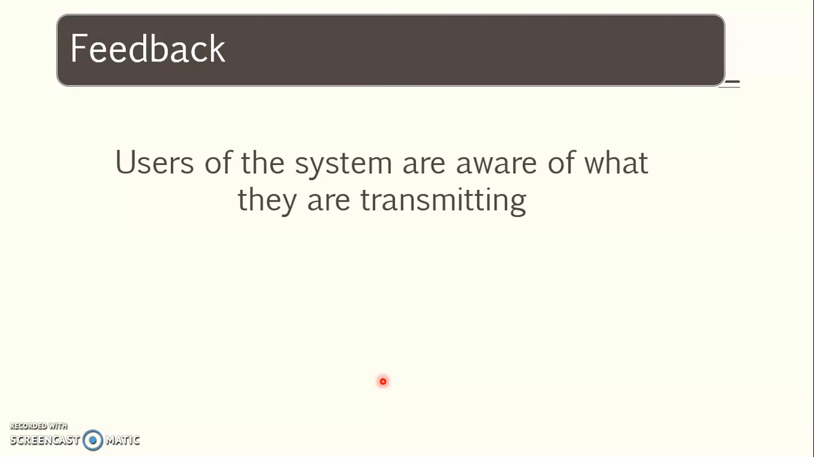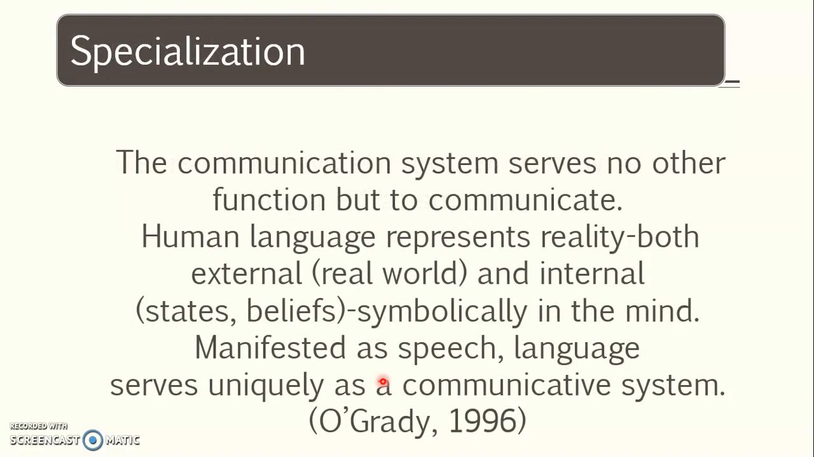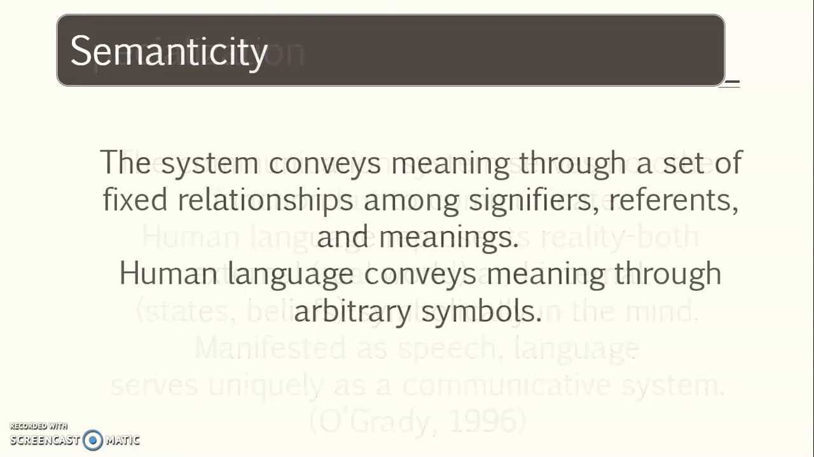Feedback, users of the system are aware of what they are transmitting. So I said something and I obtain an answer, and that is feedback, that the other is understanding what I mean. Specialization. The communication system serves no other function but to communicate. Human language represents reality, both external, the real world, and internal states, beliefs, symbolically in the mind. So it is manifested as speech, language, and serves uniquely as a communicative system. It is specialized for that.